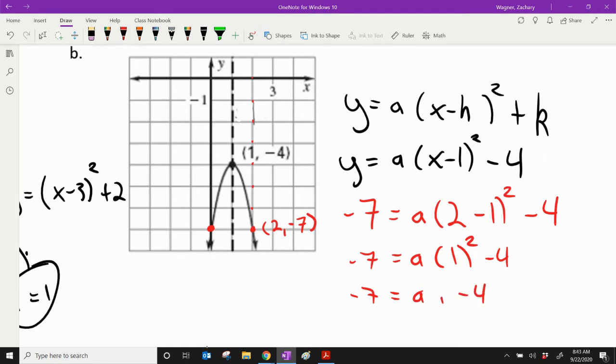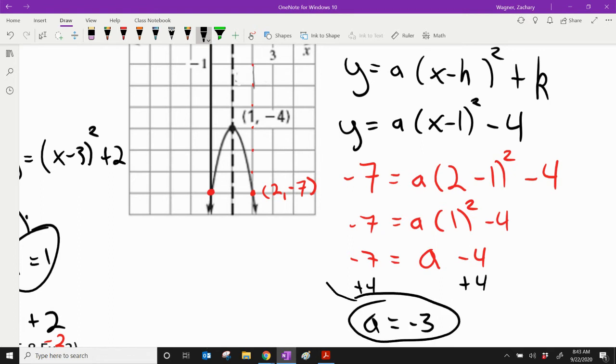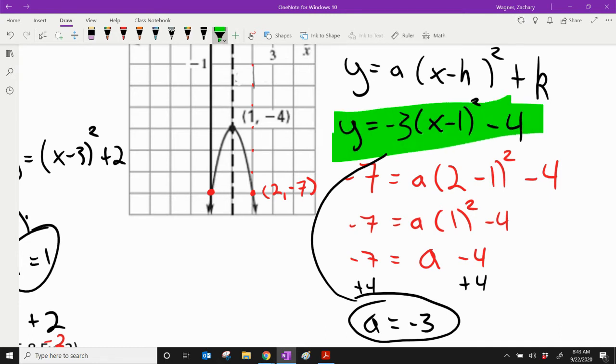That stays as a. So a minus 4 equals negative 7. We're going to add 4 to both sides. You're going to get a is equal to negative 7 plus 4, which is negative 3. Take that a value and put it in right there. And that is my vertex form answer. Very nice. And move on.